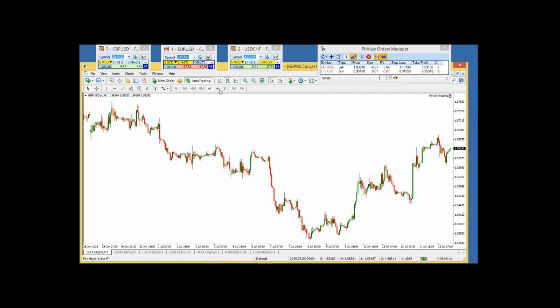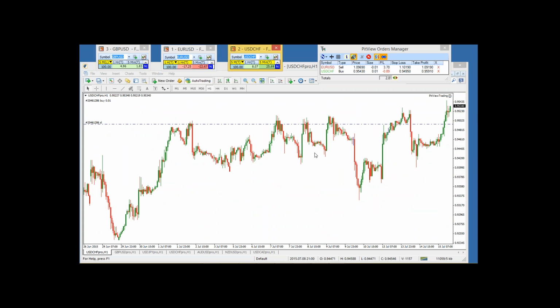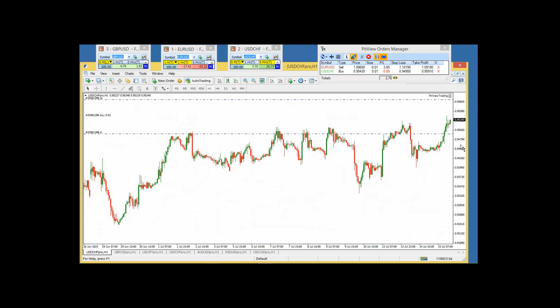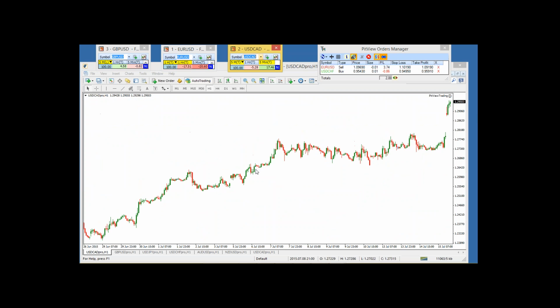From here, let's say I have the pound dollar up. If I want to switch between these different indicators, all I got to do is, now that I have my chart up here, if I want to look at the dollar Swiss chart, I'll just click on the chart window and it will change this chart to dollar Swiss. If I want to look at different symbols, like dollar Canadian, click on dollar Canadian, it will change my chart to dollar Canadian.